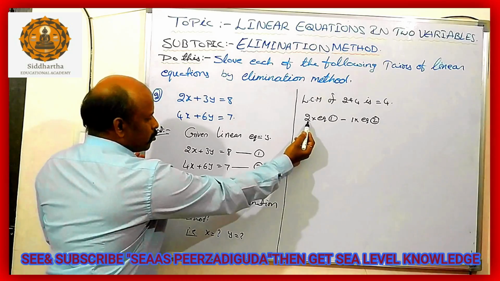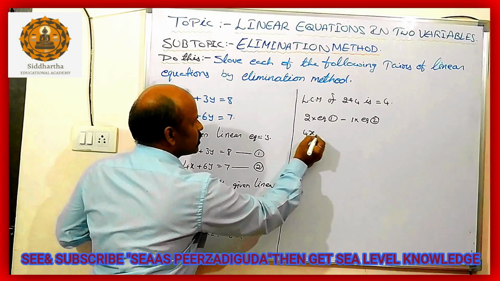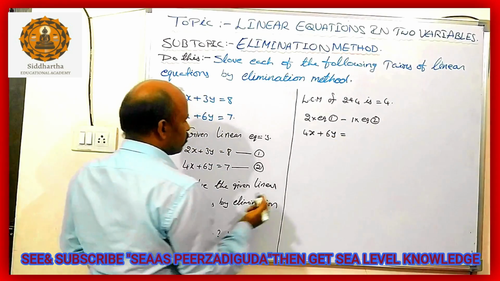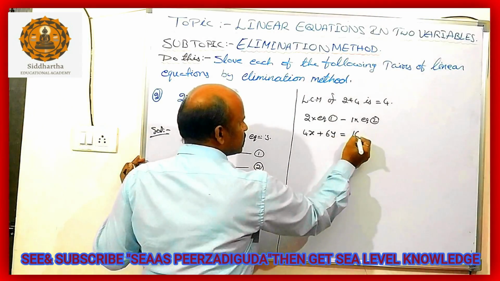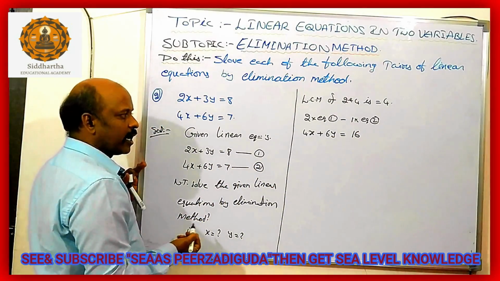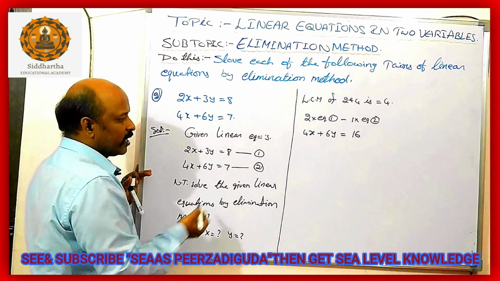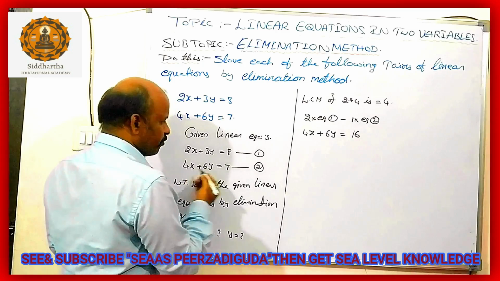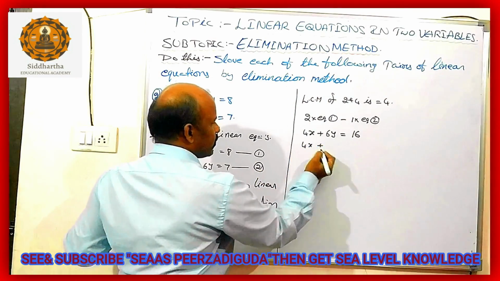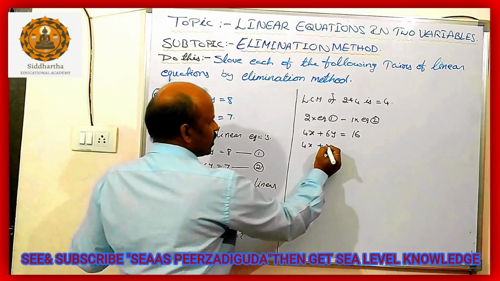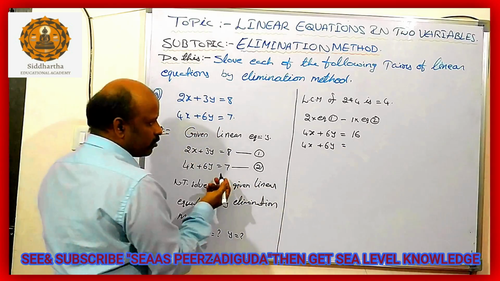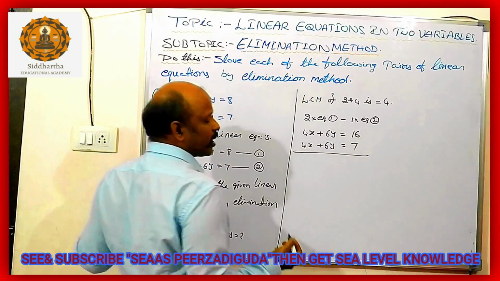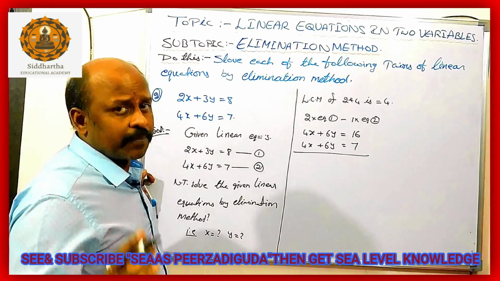Once you observe, 2 into 2, 4x plus 2 into 3, 6y is equal to 2 into 8, 16. After that, equation number 1, I multiply with 2. Then next to equation number 2, what should I do? I have to multiply with 1. 1 into 4x, 4x plus 1 into 6y, 6y is equal to 1 into 7, 7. These two what I am going to do over here? I am going to do subtraction.